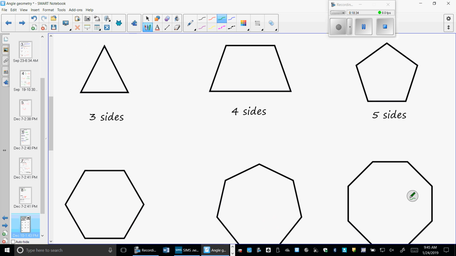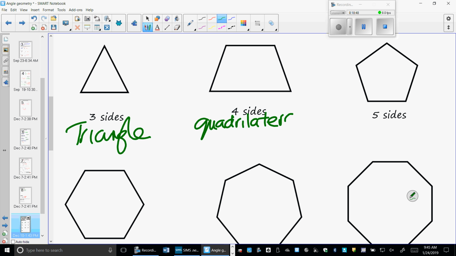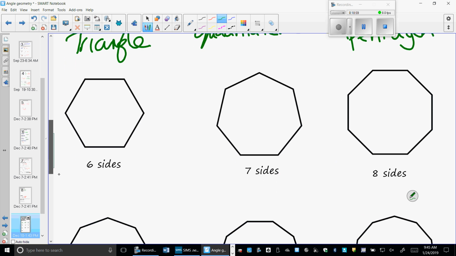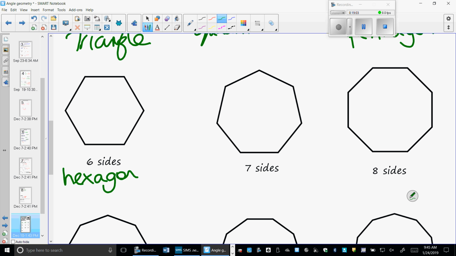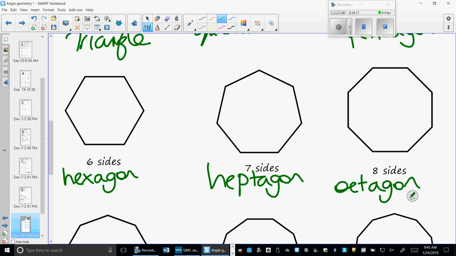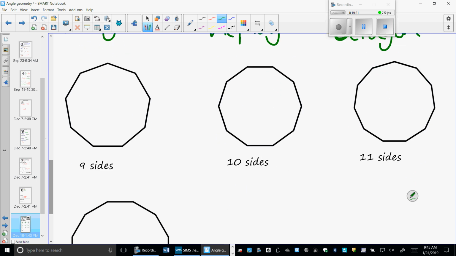Three sides. What's a three-sided shape called, Brianna? A triangle. Mia, what's a four-sided shape called? What's a five-sided shape called? Hexagon, not septagon. Yes, hexagon. Eight sides. Octagon. Then 9 sides. Decagon.